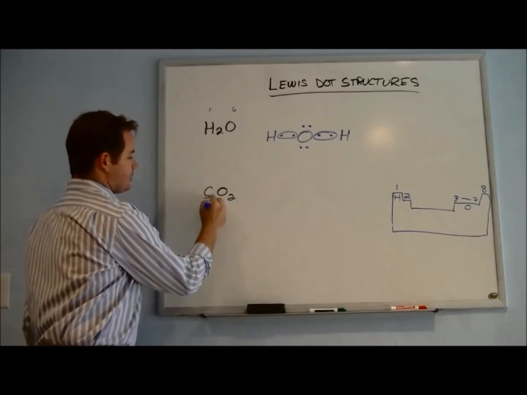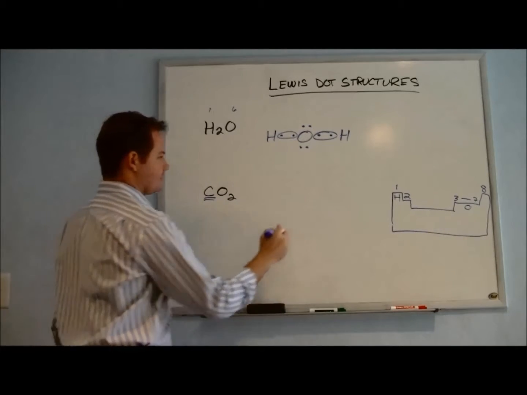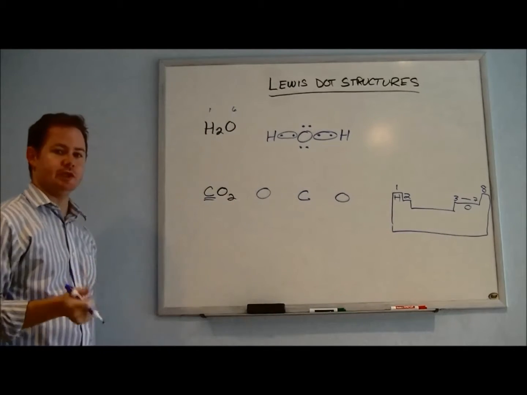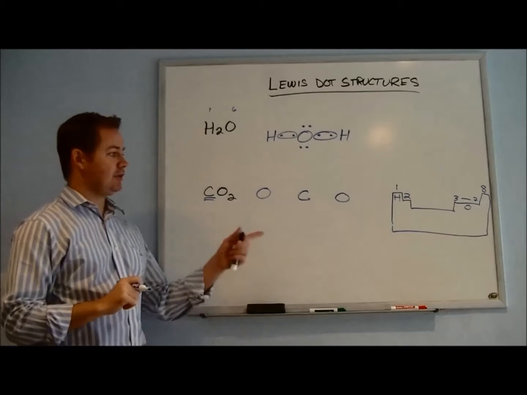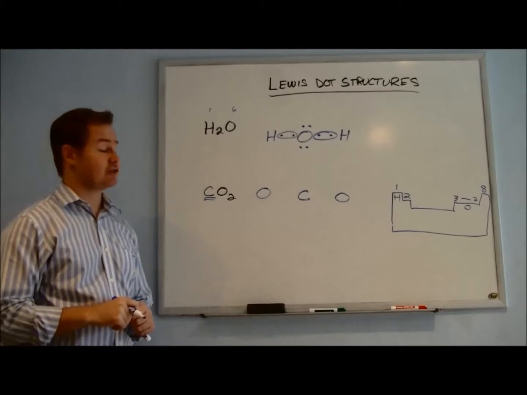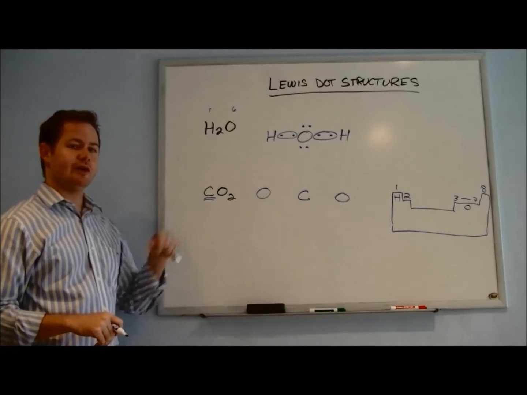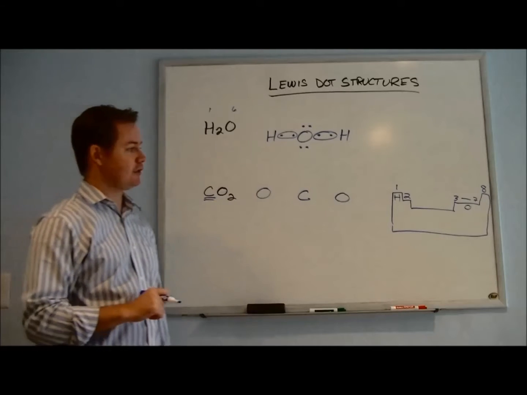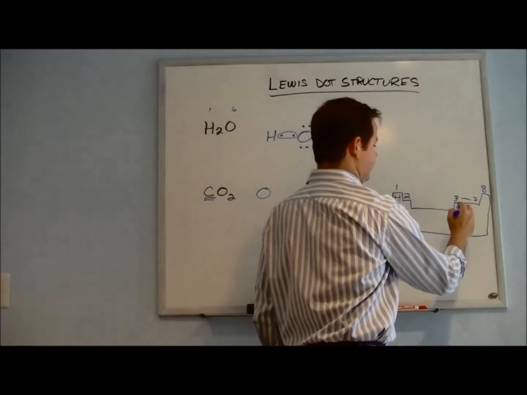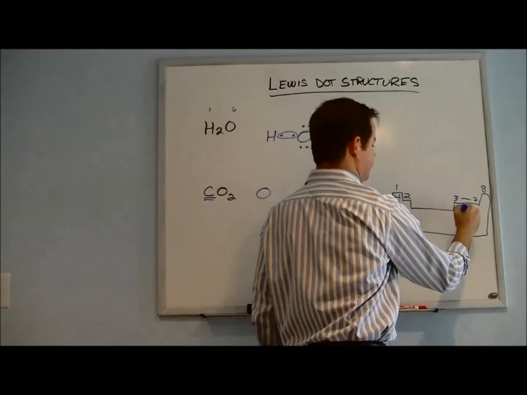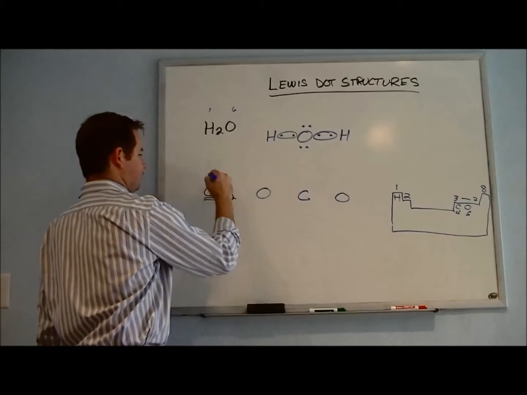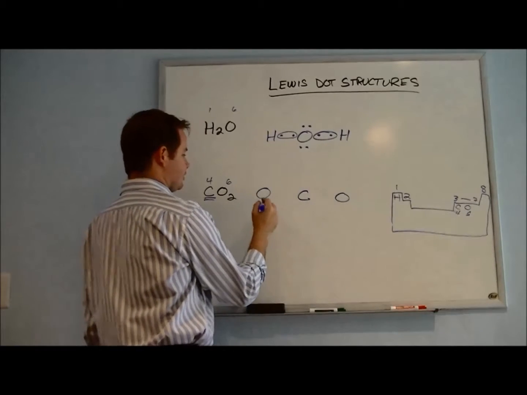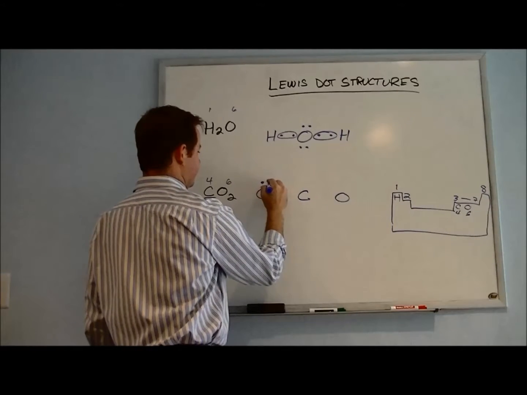So the carbon's listed first, which means that that's going to be the one in the center, and the oxygens are going to be attached to it in some way. And then if we take a look at our periodic table to figure out the number of valence electrons, let's see which column carbon falls in. And if we look carefully, we see that carbon's over here with a valence of 4. So we have 4 valence electrons for the carbon and 6 for each of those oxygens. So let's go ahead and start drawing out our electrons.